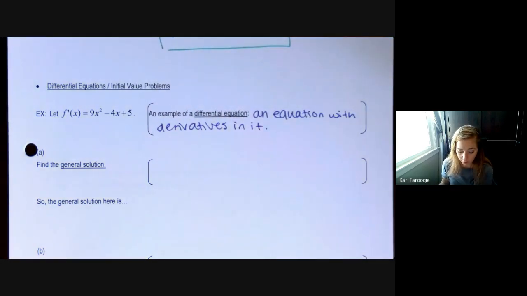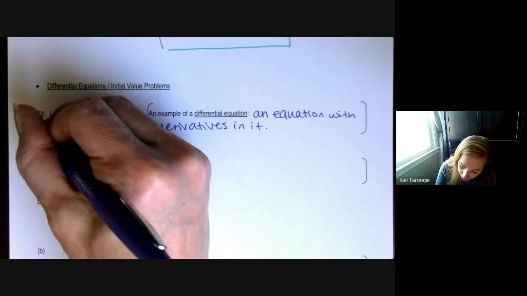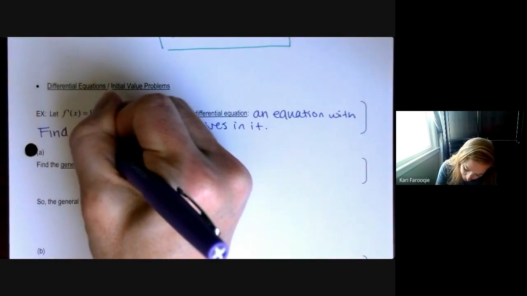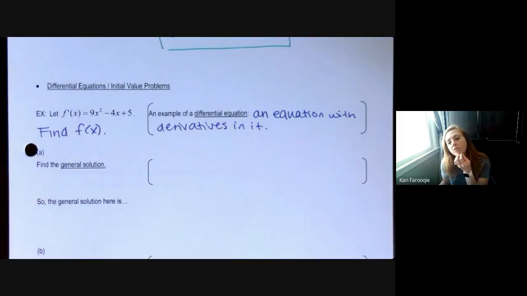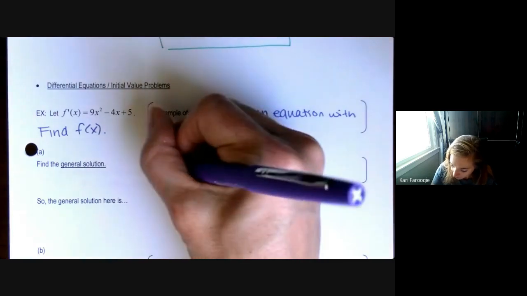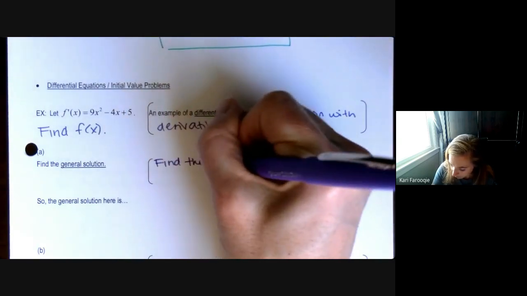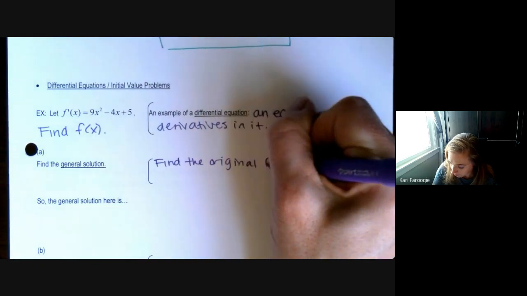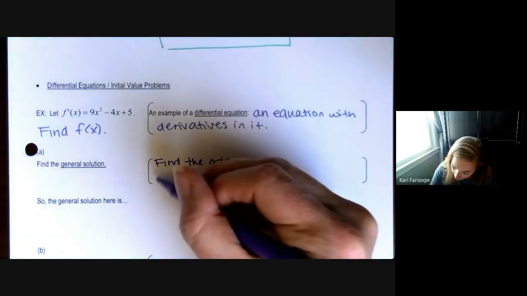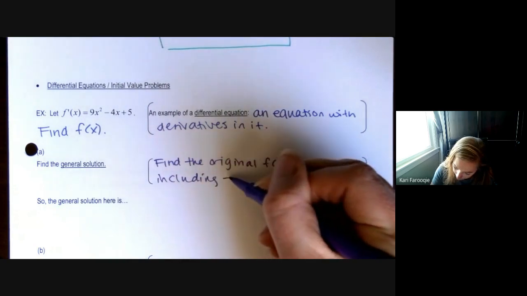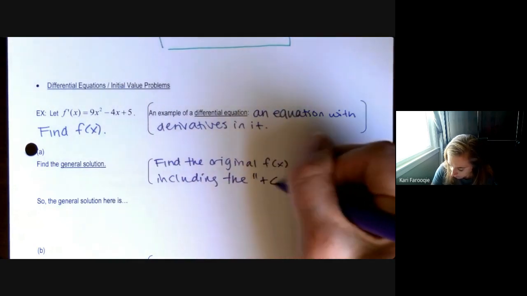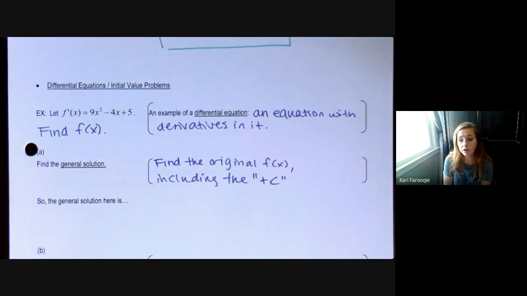So there's that. What we're going to do is find f of x. So I know f prime, I want to find the original function. Now, A, find the general solution. So that means find the original f of x, including the plus c. Okay, so that'll give us a general solution.